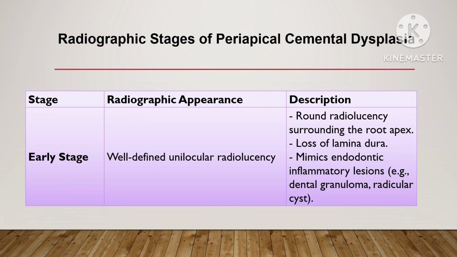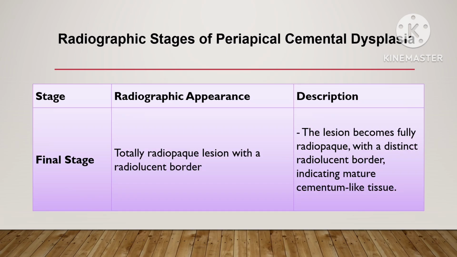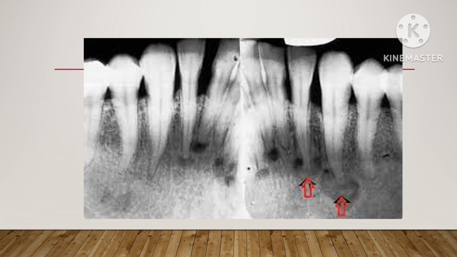In the early stages, it appears as a well-defined unilocular radiolucency around the root apex, along with the loss of the lamina dura. Here it can be confused with other endodontic lesions like dental granuloma or radicular cyst. In the second stage, which is known as the mixed stage, this stage shows radiolucent areas mixed with radiopaque components. And in the final stage, the lesion may appear totally radiopaque, often with a radiolucent border surrounding it.